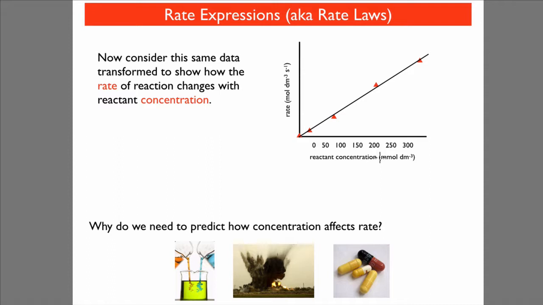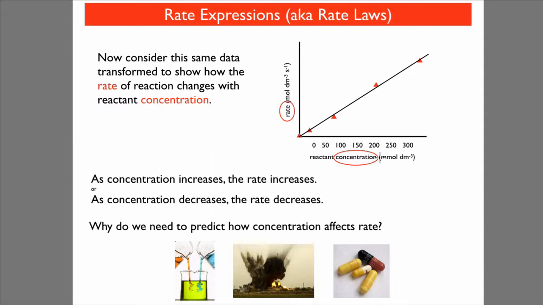Okay, let's consider the same data transformed to show how the rate of reaction changes with reactant concentration. We've got concentration on the x-axis and rate on the y-axis, and you can see that as concentration increases, the rate increases, or as concentration decreases, the rate decreases. But why do we need to predict how concentration affects rate? Well, obviously sometimes we want some reactions to be extremely fast, like when we want to blow something up. And sometimes we want the rate of reaction to be very slow, such as slow release tablets.